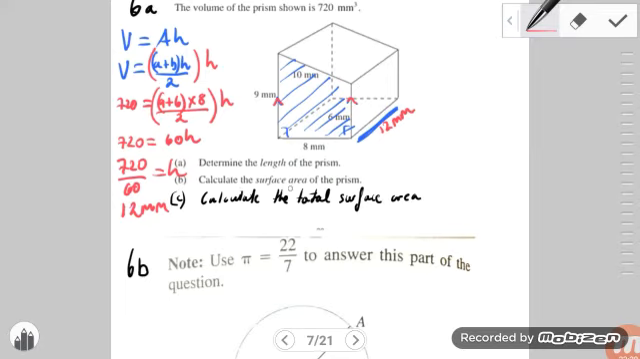Next, part B, we are to calculate the surface area of the prism. So surface area has a formula. It's not on the formula sheet, but you should know that SA stands for surface area, which is the perimeter of the cross section, CS, I should say, cross section, multiplied by the height of the prism.